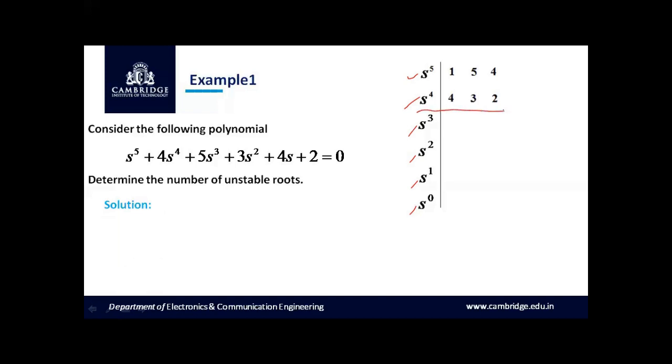The coefficient of s to the power 5 is 1. 1 is written here. Immediately below that, we have to write the coefficient of s to the power 4. It's 4 here. And the coefficient of s cube is 5. It has been written here. And the coefficient of s square is 3. It has been written here. And s is 4. It has been written here. And a constant 2. So we know the procedure to fill up the first 2 rows. Once after filling up the first 2 rows, we know the procedure to fill up the third row, making use of the formula.